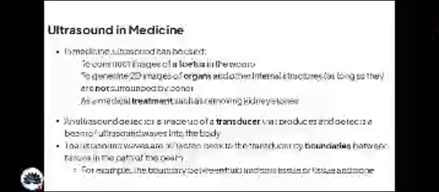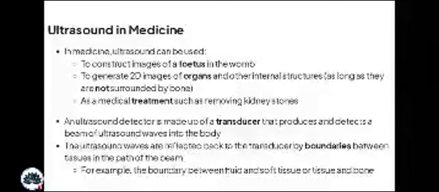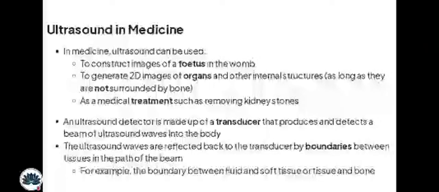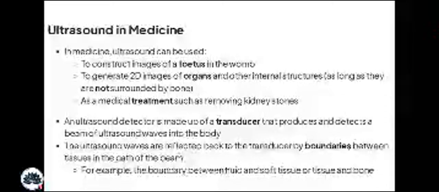In medicine, ultrasound can be used to construct images of a fetus in the womb, and to generate 2D images of organs and other internal structures, as long as they are not surrounded by bone. A transducer produces and detects a beam of ultrasound waves into the body. What is it used for? To construct images in the mother's womb, to generate 2D images of organs and other internal structures, and also for medical treatment such as removing kidney stones. So these are the examples. They can appear in your paper, mostly in your P1 or P2.